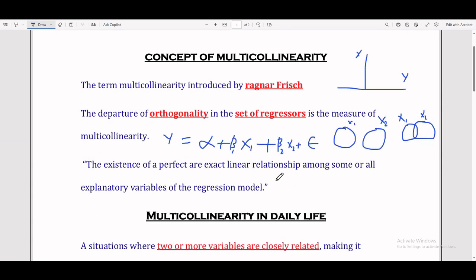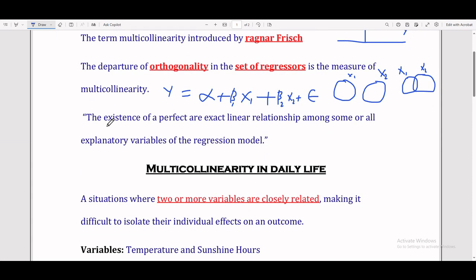So here is the definition: the existence of perfect or exact linear relationship among some or all explanatory variables. These variables are called explanatory, regressor or independent variables. These are the same names of independent variables. If there is exact linear relationship in a regression model, then this is called multicollinearity. This is the definition of multicollinearity.